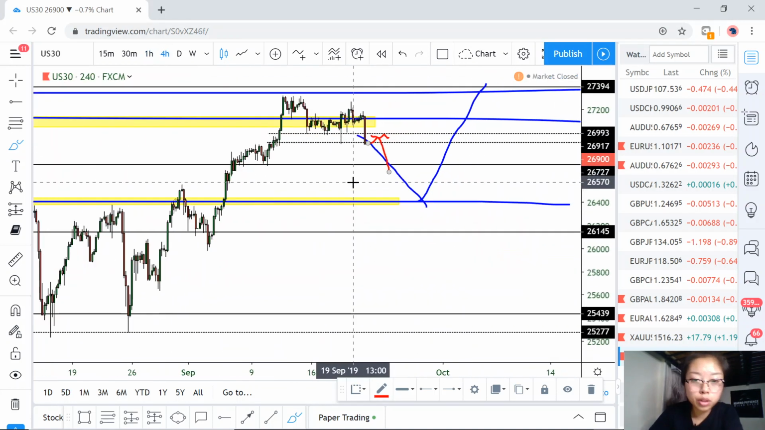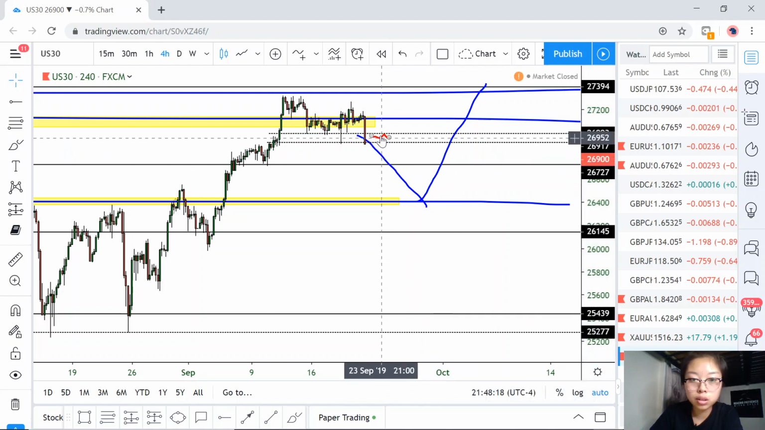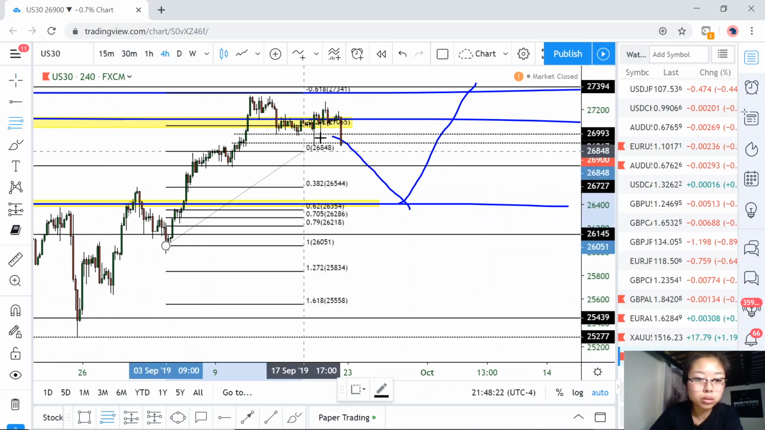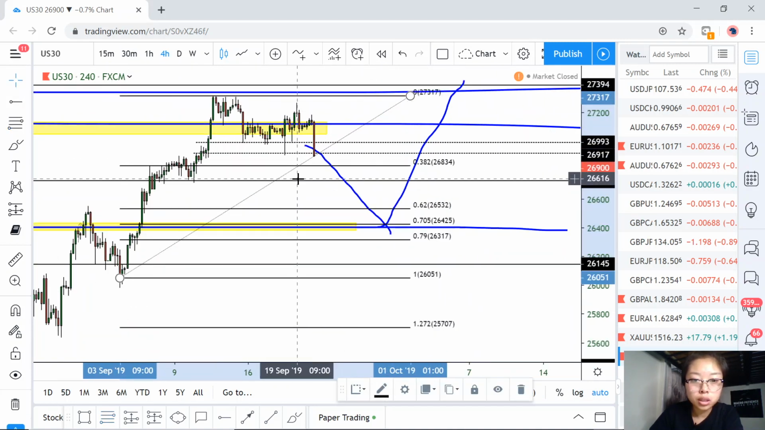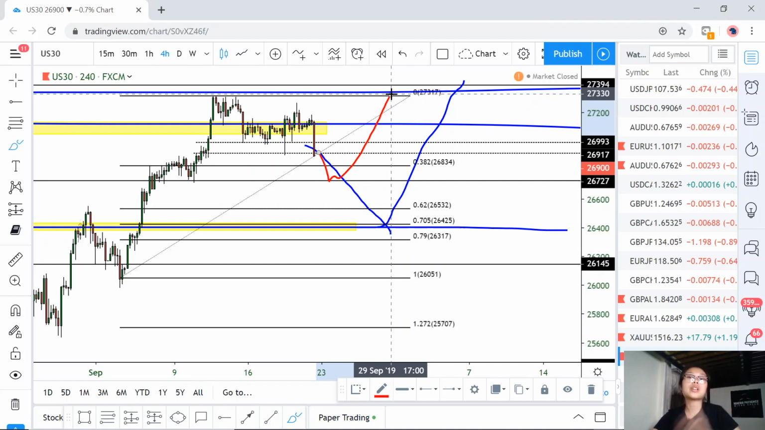However, if we're looking for trend continuation and price doesn't come down to the 26,400 area, let's erase everything, pull my fib out, and let's say it actually comes down to this little minor support. So we wait for some confirmation to go long, back up to all-time highs. That is the third scenario.